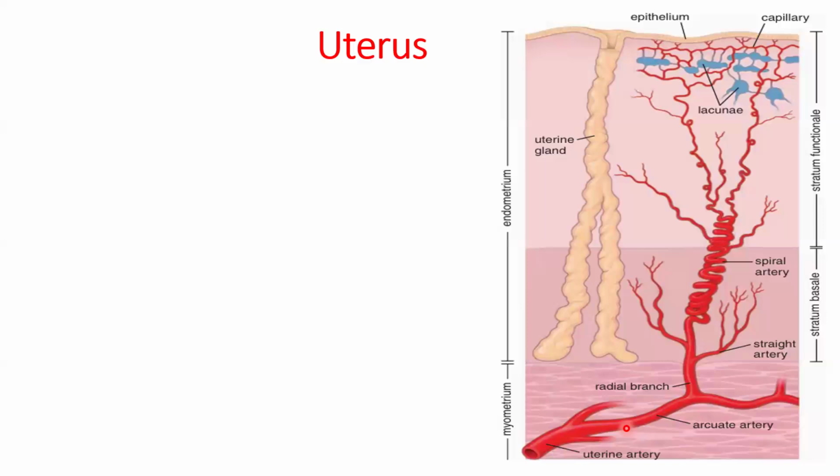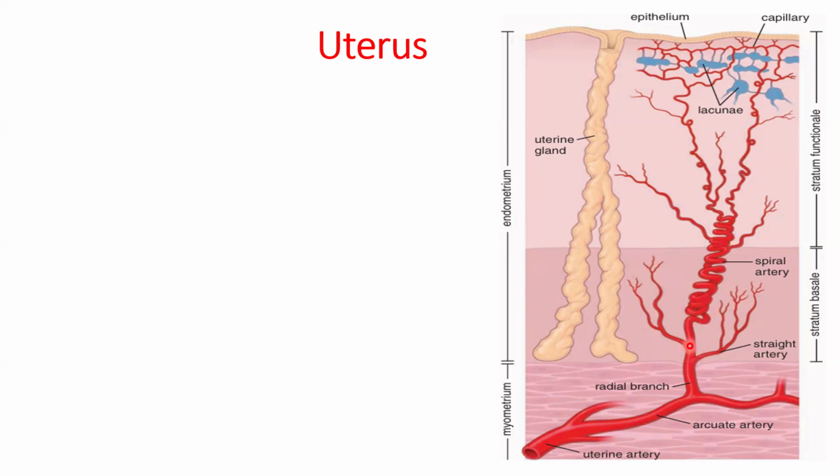To the right, I would like you to appreciate how the uterine artery divides. The uterine artery will divide into arcuate arteries. Then these arcuate arteries will give you the radial branches. The radial branches will give you straight arteries, which do not penetrate into the stratum functionalis. Remember, at this point this is the myometrium. Then you can see the uterine gland here, this is the endometrium. So the straight arteries are just found in the stratum basale.